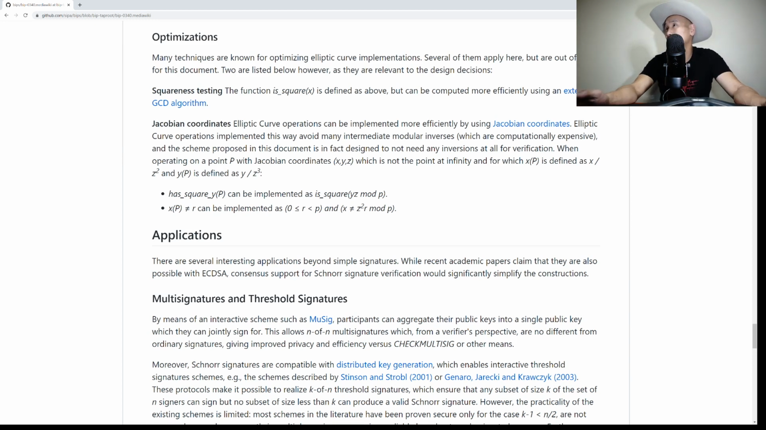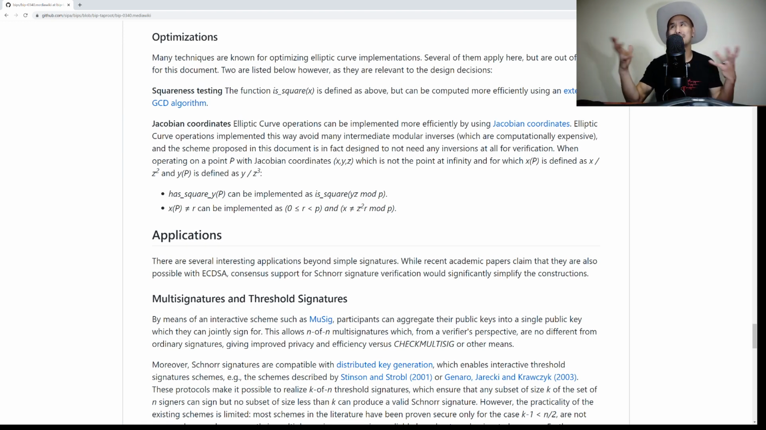Jacobian coordinates. Elliptic curve operations can be implemented more efficiently using Jacobian coordinates. Elliptic curve operations implemented in this way avoid many intermediate modular inverses, which are computationally expensive. And the scheme proposed in the document is in fact designed to not need any inversions at all for verification. When operating on a point R with Jacobian coordinates, which is not the point at infinity, for which x_p is defined as x divided by z squared and y_p is defined as y divided by z cubed, has_square_y(p) can be implemented as is_square(yz) mod p. x(p) can be implemented as 0 <= r < p and z squared r = x mod p.